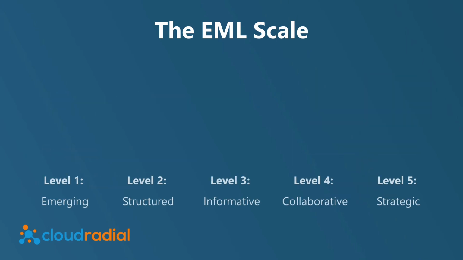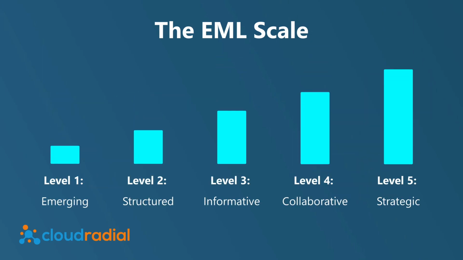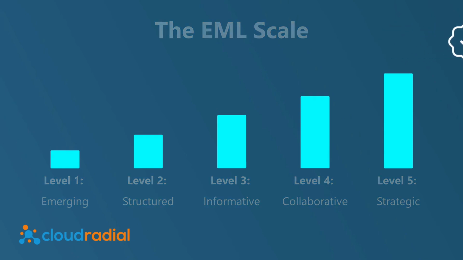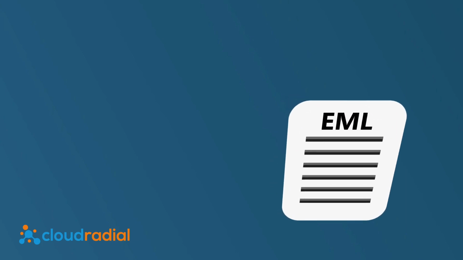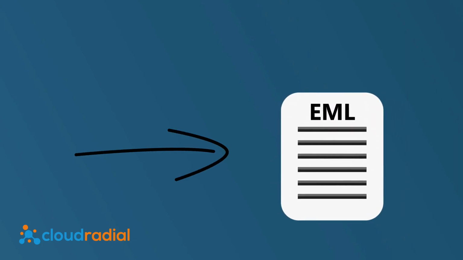EML starts from an emerging standpoint where various client-facing processes are broken, unstructured, and unscalable. CloudRadial can be used to build and mature these processes to take you all the way to the strategic tier, which gives you higher margins, scalable processes, and better client relationships. For the full details on EML, you can check out the document linked to this video.